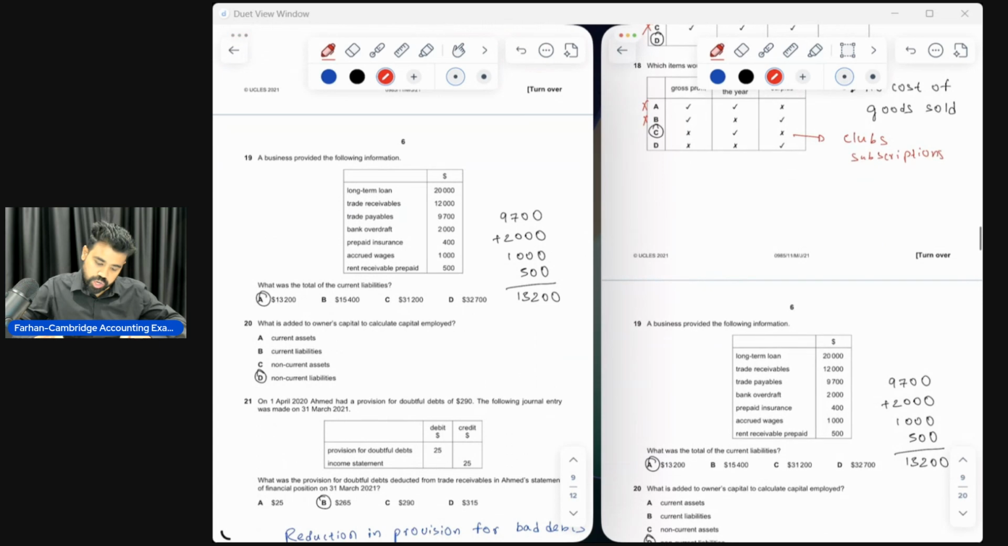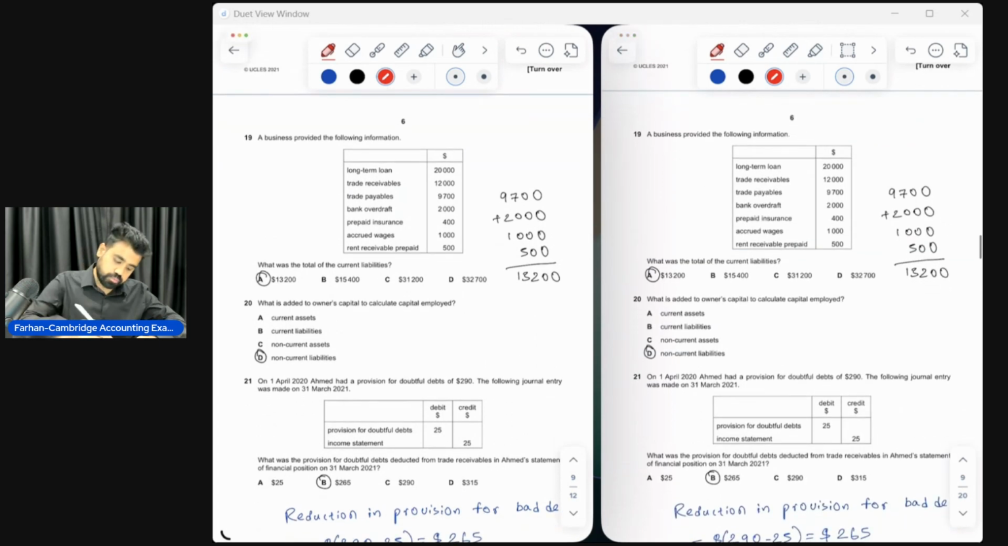Now let's go to question 19. A business provided the following information. What was the total of the current liabilities? Now you can see that we have been given a list of items, and let's understand what each of these items are. Starting with the first one, long-term loan, non-current liability, long-term. Obviously, this loan is not due for repayment in the next 12 months. So this is a non-current liability. Trade receivables, current assets. These are the credit customers of the business. Trade payables, current liability. Bank overdraft, current liability.